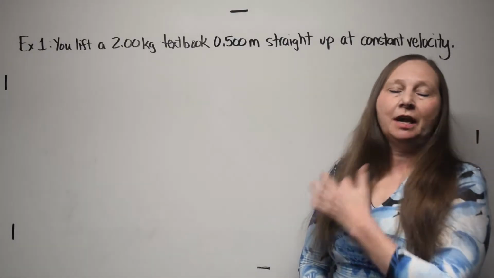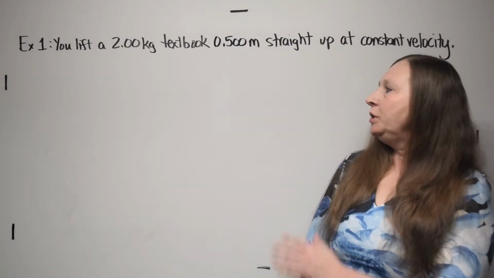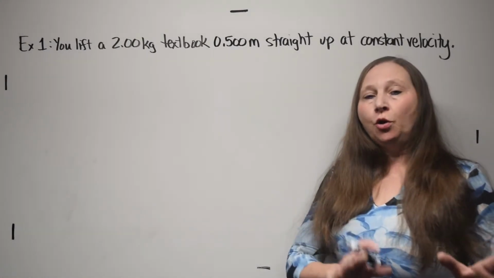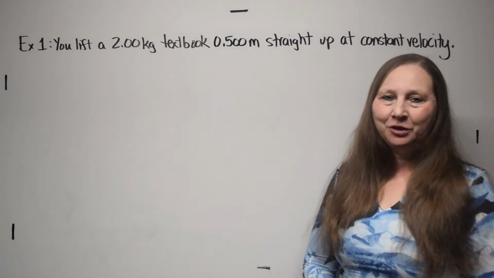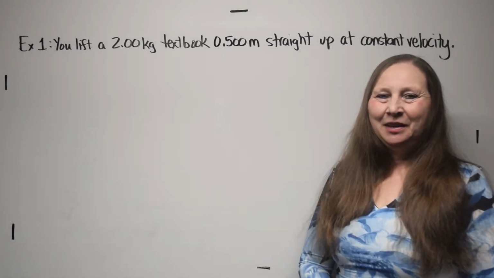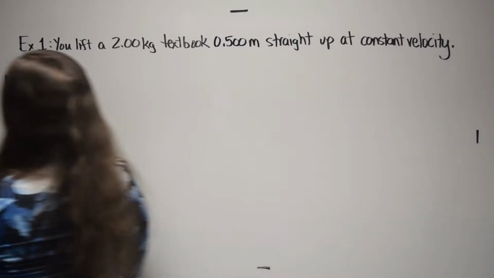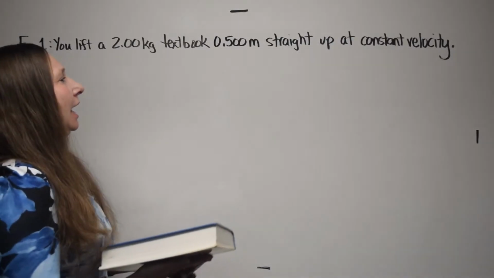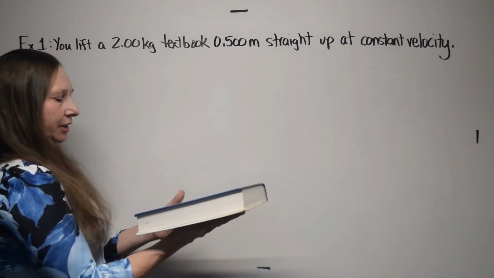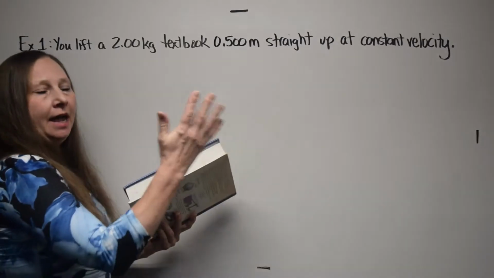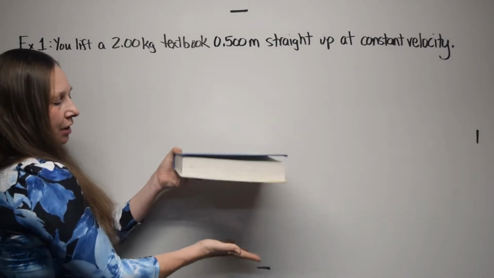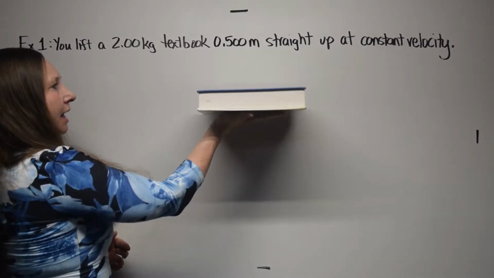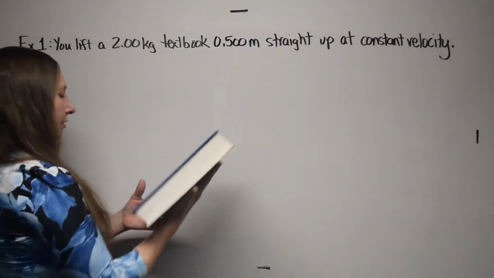This is the same example number 1 from the previous video. We started this problem in the previous video. We're going to finish it now. So whether you saw this problem once before or you're seeing it for the first time, you'll be able to do it. Here we go. So you are lifting a 2 kilogram textbook half a meter straight up at constant velocity. So basically, your hand is putting an applied force upwards on the book and the book goes straight up at a constant velocity.